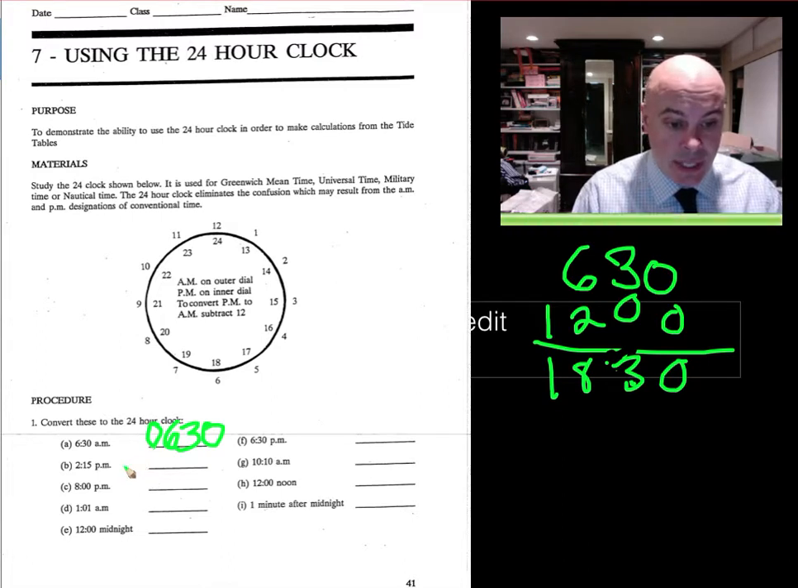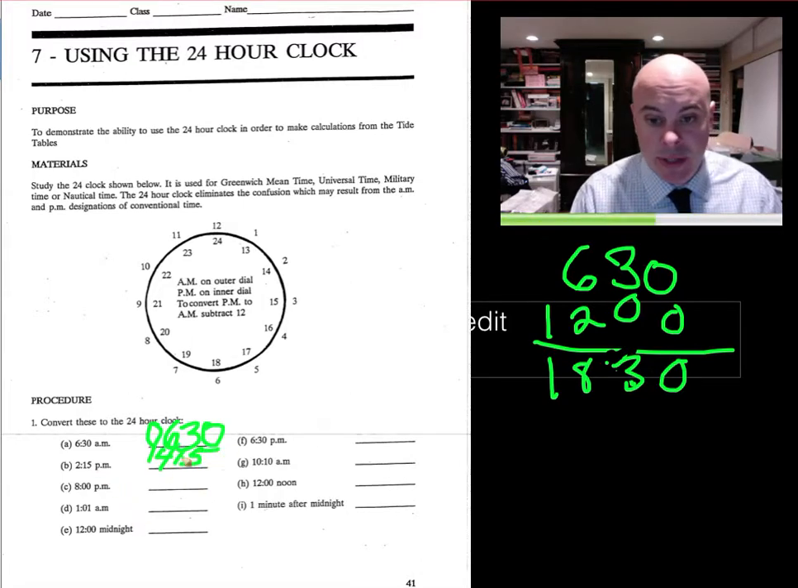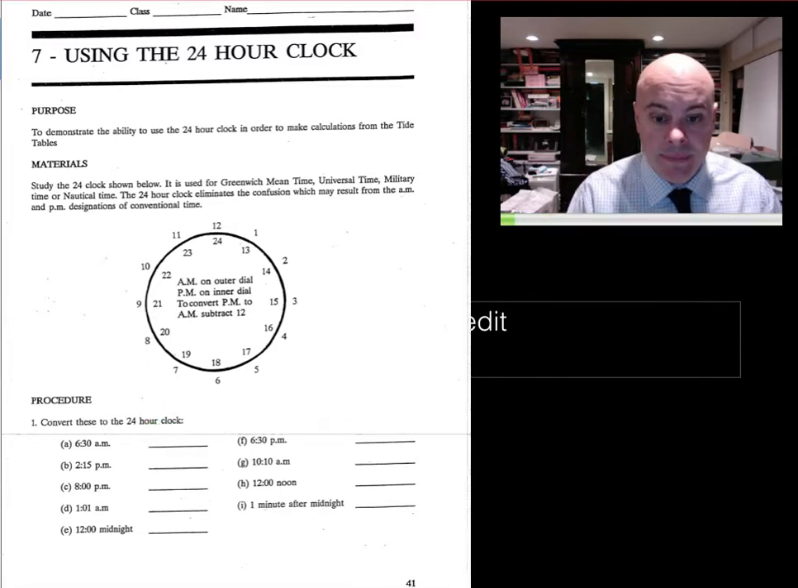2:15, just add 1200 to that. So that would be 14:15. And again, I don't have to add p.m. to it because the number is greater than 12, and I know that that's 2:15 in the afternoon. I think that's pretty simple. Let's clear this. We'll go to the next page.